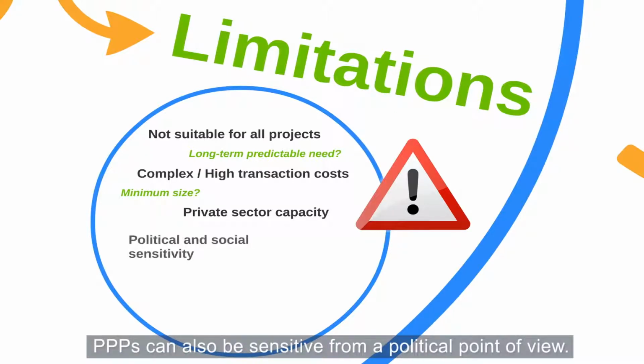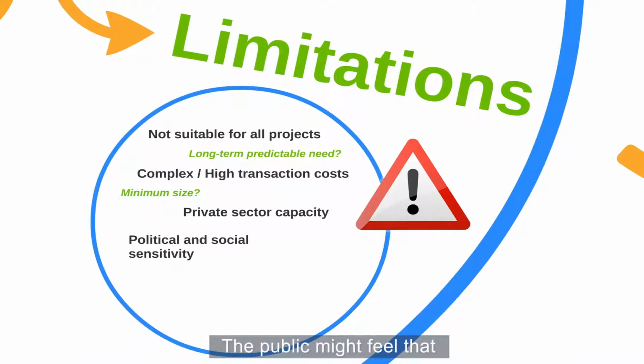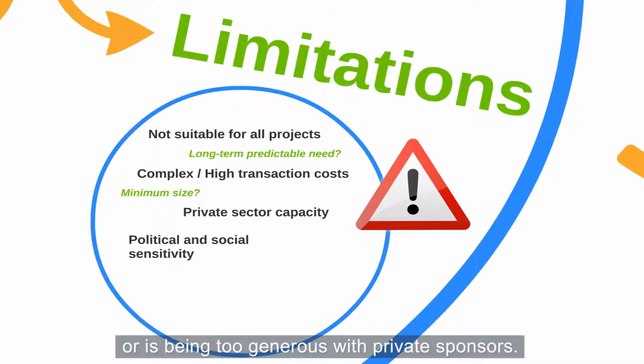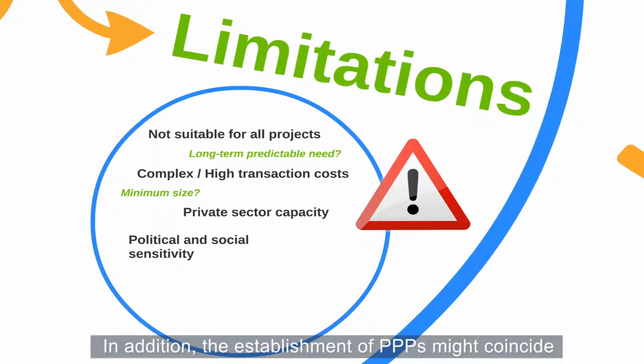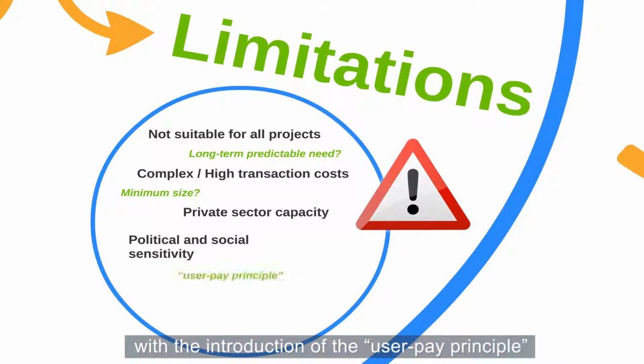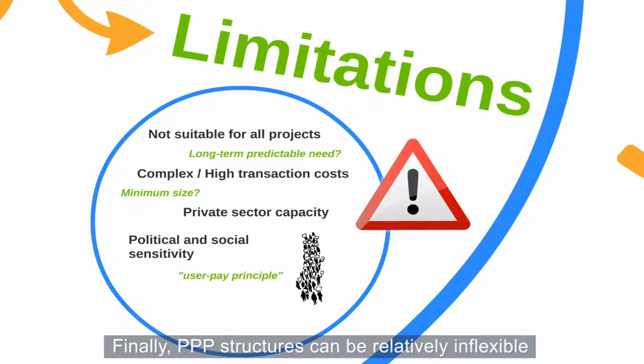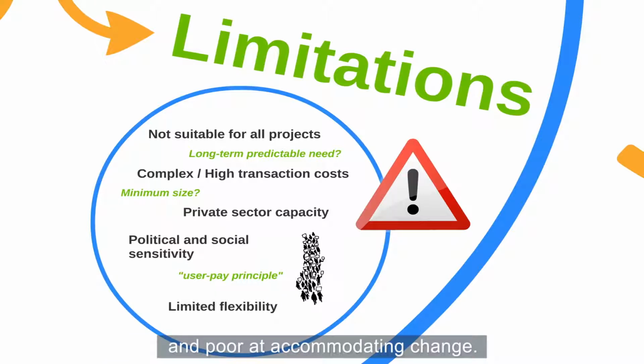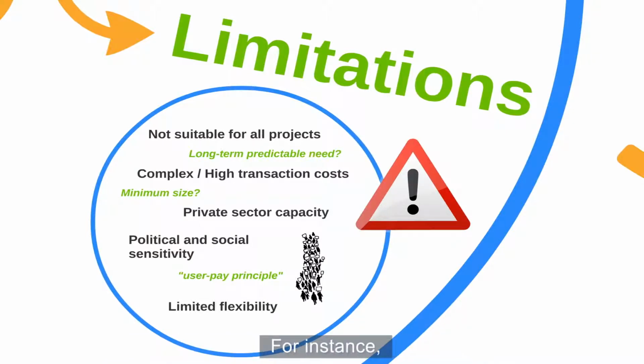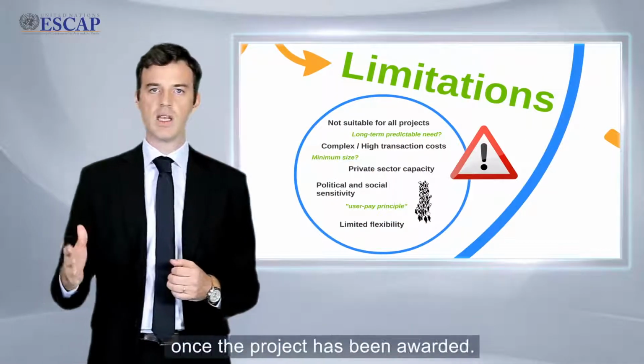PPP can also be sensitive from a political point of view. The public might feel that the government is giving too much or is being too generous with private sponsors. In addition, the establishment of PPP might coincide with the introduction of the user pay principle, which can create public discontent. In the light of this, strong political support is critical for the success of a PPP project. Finally, a PPP structure can be relatively inflexible and poor at accommodating change. For instance, it might be costly for the public entity to modify project specifications once the project has been awarded.